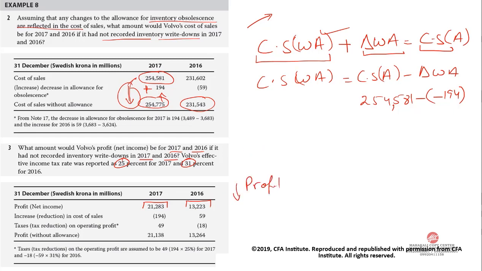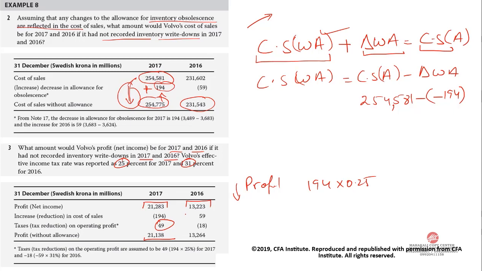So if our cost of sales is increasing, that is going to reduce our profitability. And by how much is the cost of sales increasing? So cost of sales is increasing by 194. So this is going to reduce our profit. So $194 will be reduced from our profit. But because the profits are being reduced, we are also going to save taxes. How much taxes are we going to save? Equals 194 times 0.25, that is equal to 49. So the total profit without allowance would be 21138.